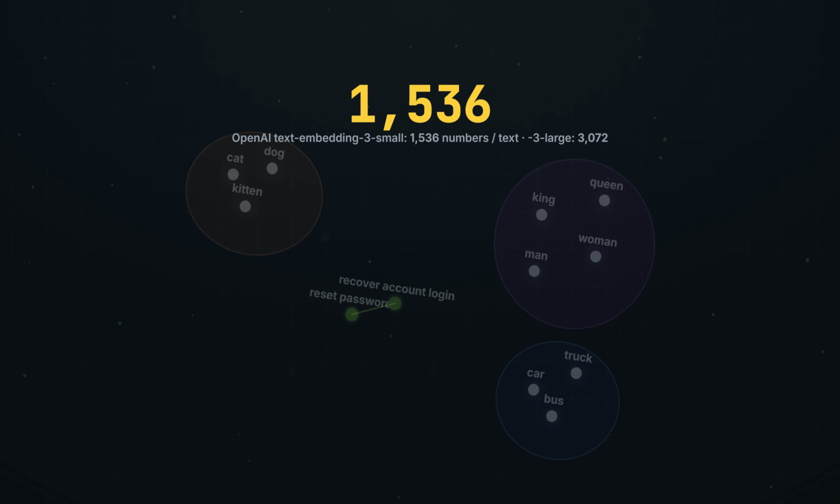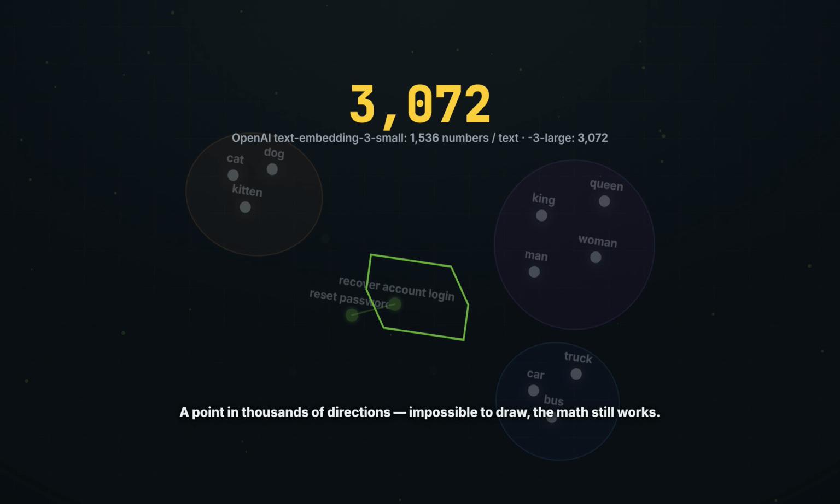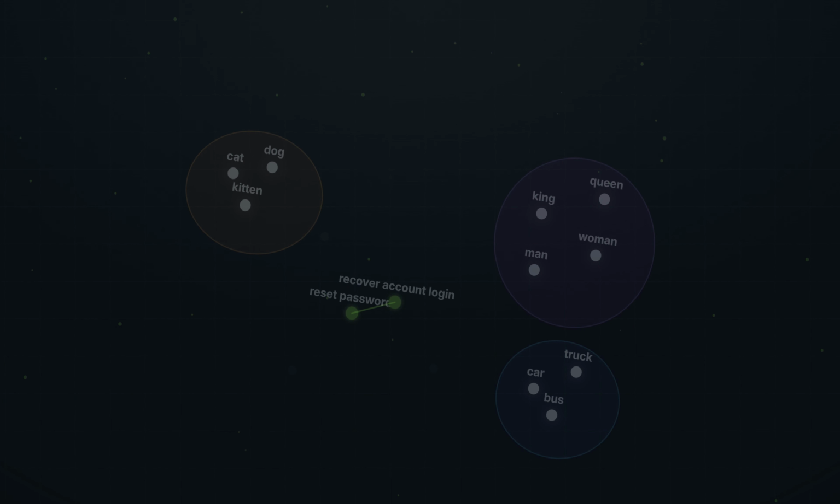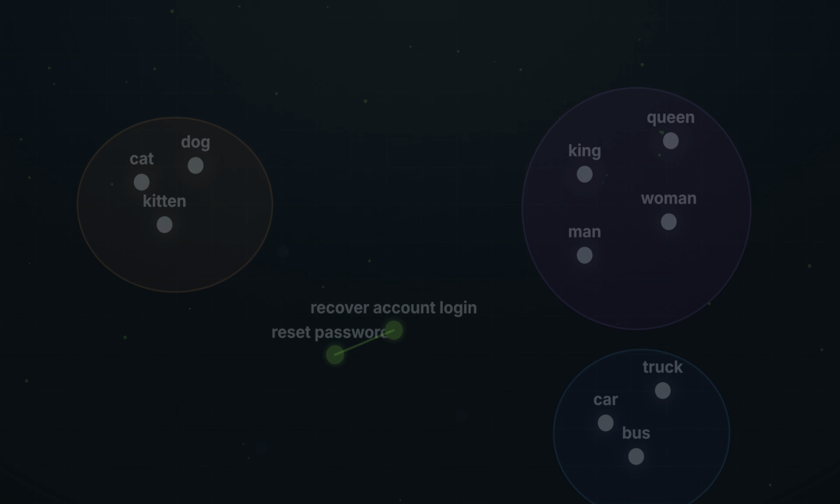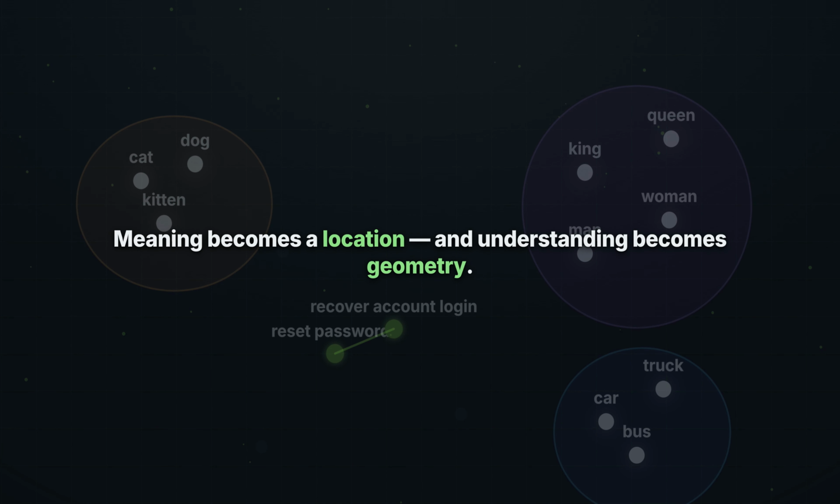One honest confession. I've been drawing this in two dimensions, a flat map, so we can actually see it. Real embeddings are not 2D. A common OpenAI model gives every piece of text 1536 numbers. The bigger one, over 3000. That's a point in a space with thousands of directions. Impossible to picture, but the map of who's close to whom works exactly the same. Our flat map is just the shadow that space casts so human eyes can follow along.